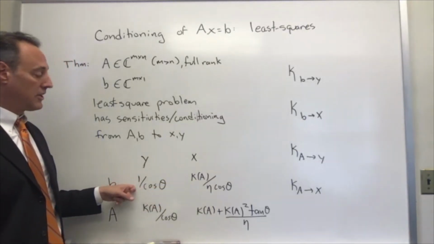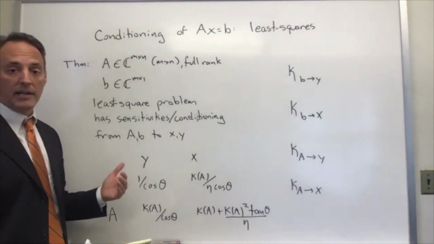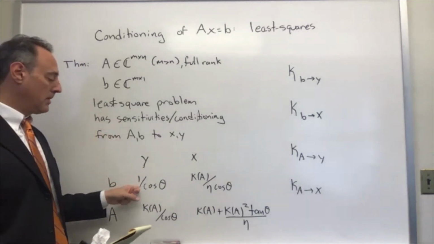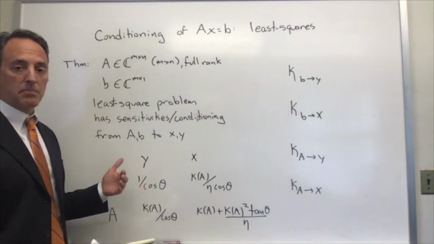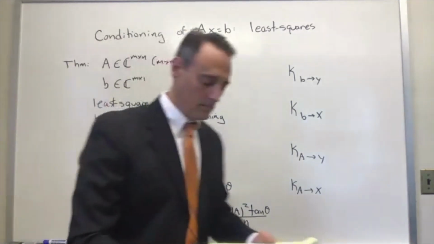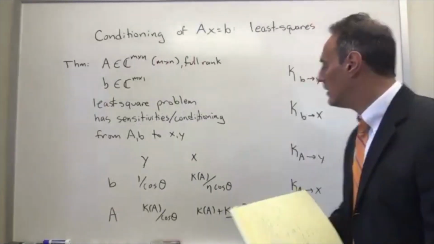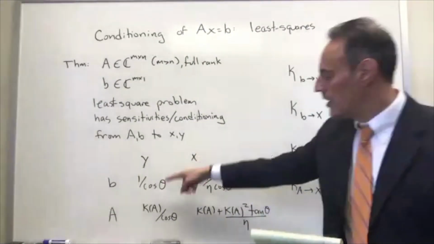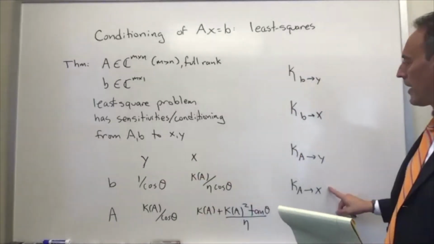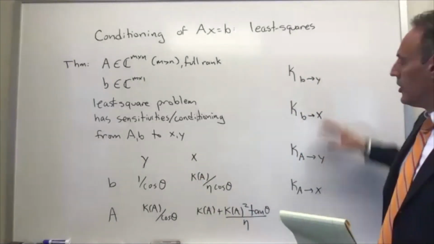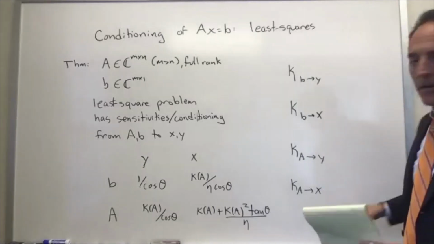Versus here, if I just ask how does it perturb Y, in other words, my approximation to B, it goes like 1 over cosine theta. So this doesn't necessarily mean it gets big or small. Okay? All right, so how do we actually compute these? Because this is what they are trying to represent. These are the kind of things we ask about in conditioning.